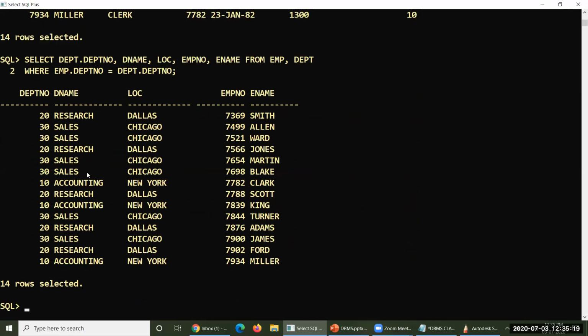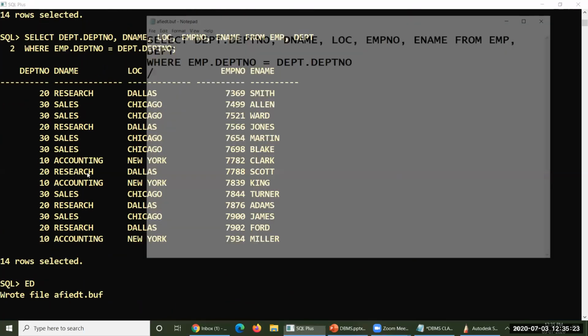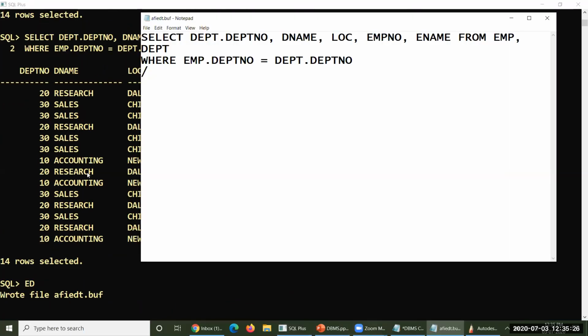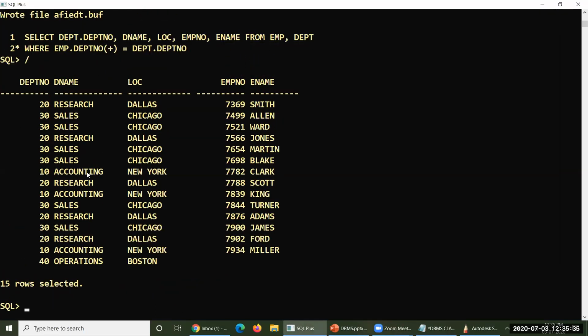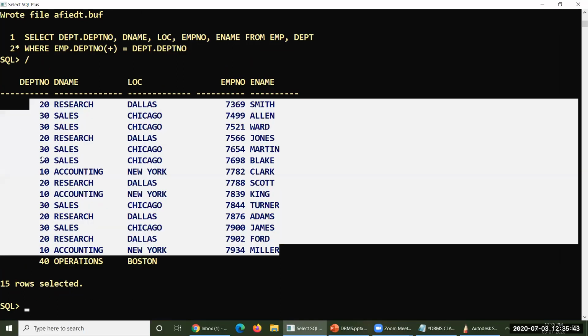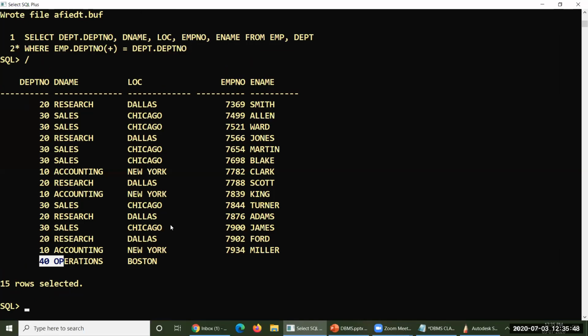If you want to display that particular data by force, you have to introduce one specific operator here at the child side, something like this. Then it could be displayed like this: Operations, Boston. It could also be displayed in addition to the equi-join. This is the output of the equi-join, and in addition to it, this row is forcibly displayed. Okay, this is the activity of an outer join here.